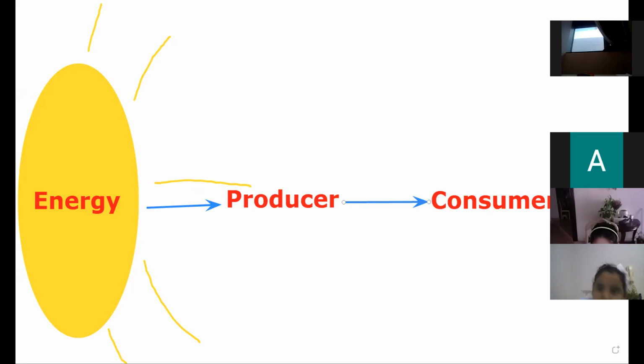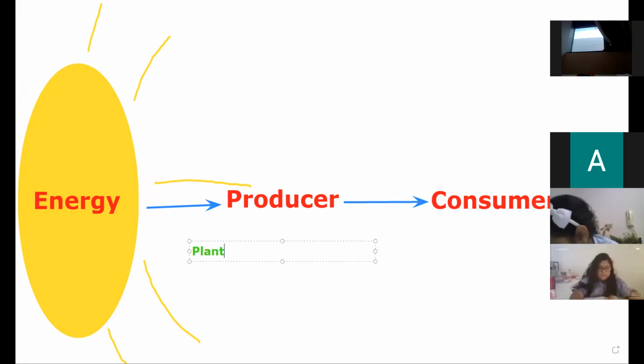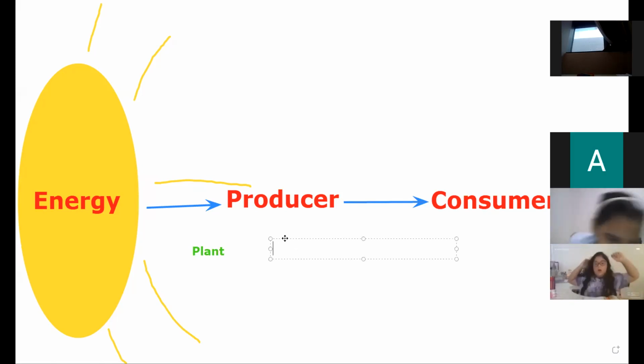Hi, Batul, do you have an example? I need an example, Batul. Try with me. Give me an example of a producer. A producer can be a plant, any plant. Who will eat this plant here, Batul? A plant is a producer. Give me any animal that will eat this plant.